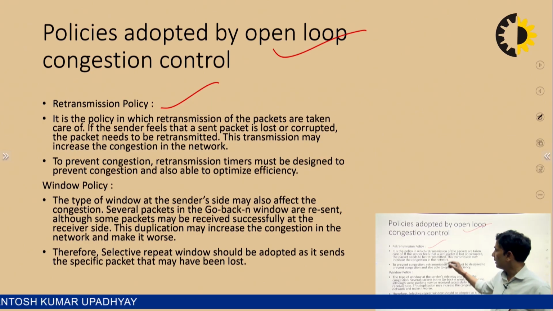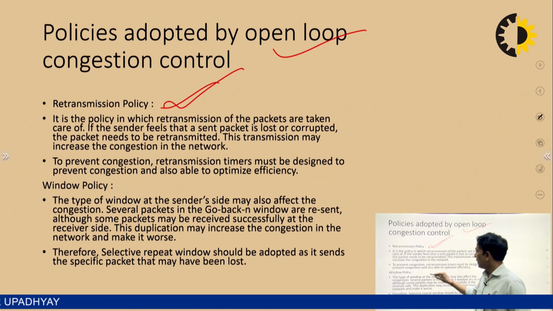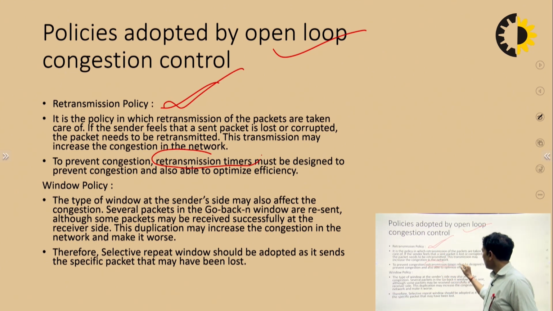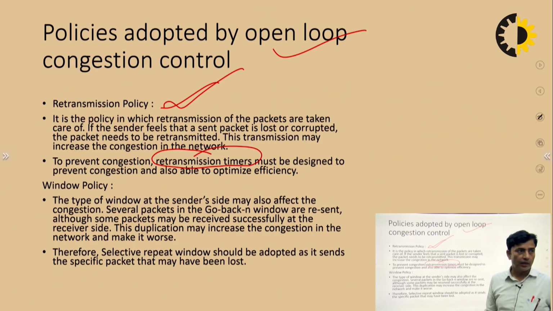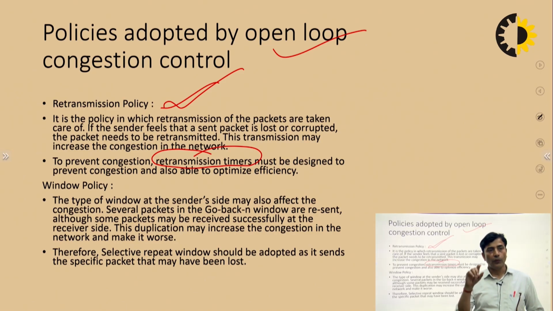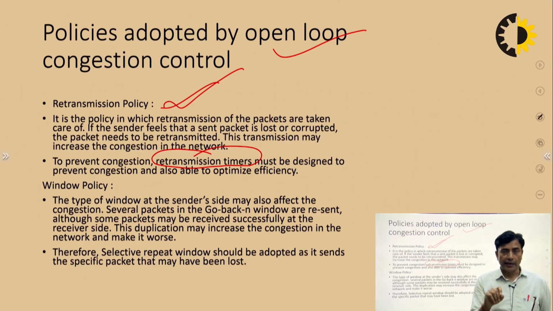So to prevent congestion, the retransmission timer must be designed to prevent congestion and also optimize efficiency. In this retransmission policy, a retransmission timer should be there, that means deciding when to retransmit. When a packet is lost and the acknowledgement is not received, the sender cannot immediately retransmit the packet. So frequent retransmission can be avoided by designing the retransmission timer. So what happens in the retransmission timer?